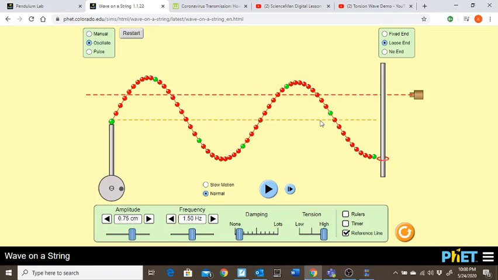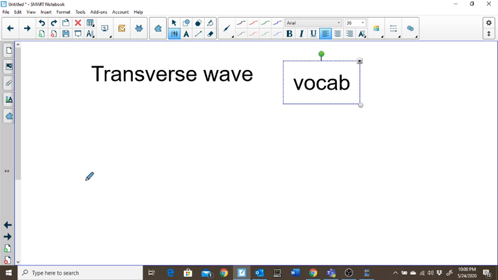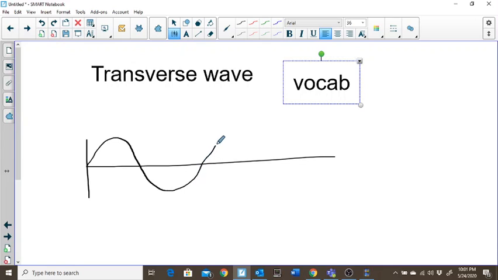All right, so here we have our wave. We need to come back and make sure we've got some terminology. So let's draw a wave. Not very good at it, but close enough. We have this line through the middle, and this line through the middle is what we call the rest position.